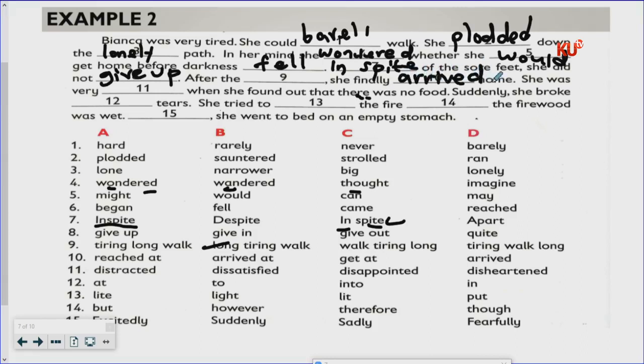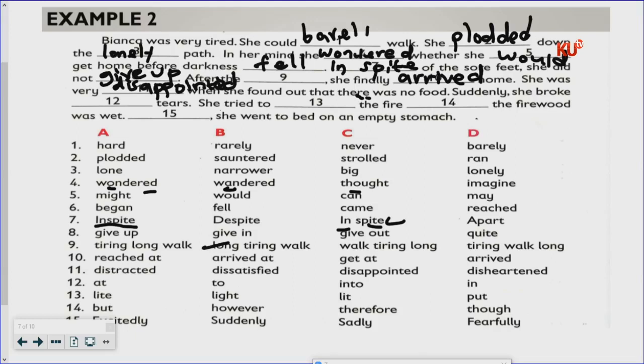She finally arrived home. She was very dash. She was very distracted, dissatisfied, disappointed, disheartened. Testing vocabulary. Distracted does not bring out the meaning. It is disappointed. She was very disappointed, with a single S and a double P. It is actually the prefix dis and the word appointed. She was very disappointed when she found out that there was no food.